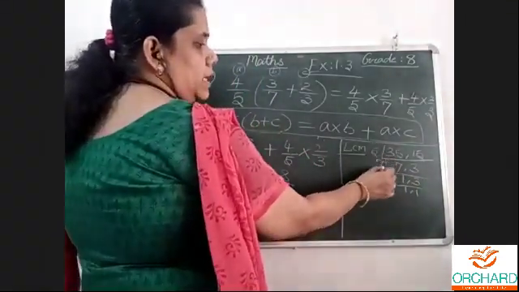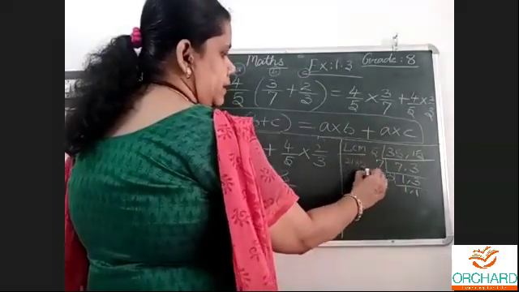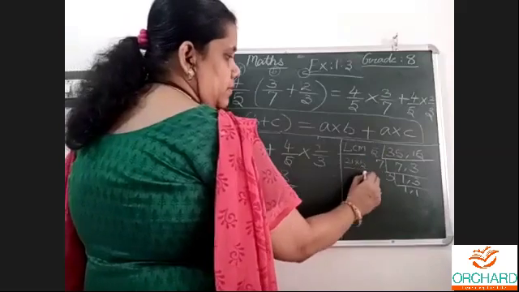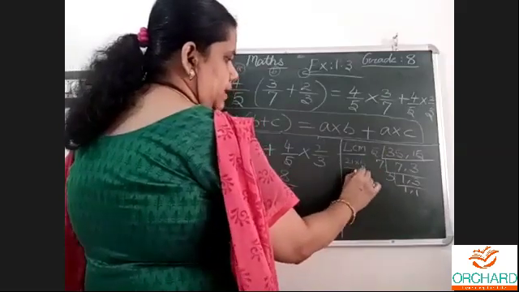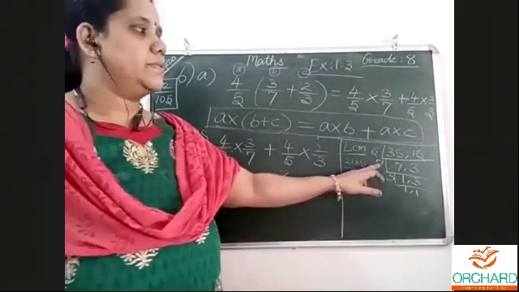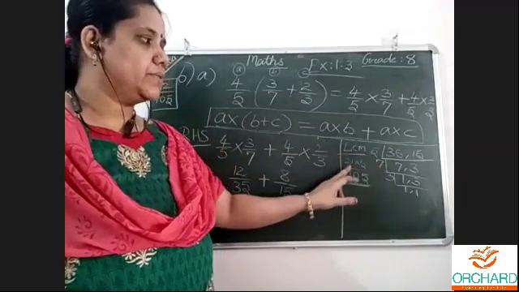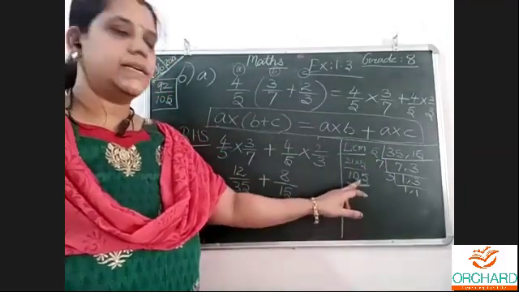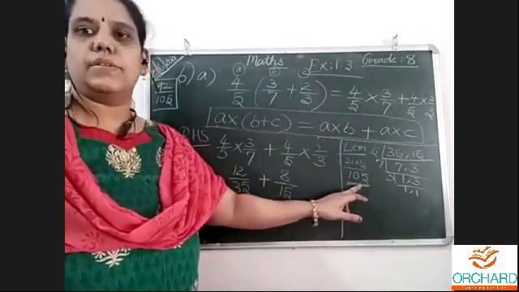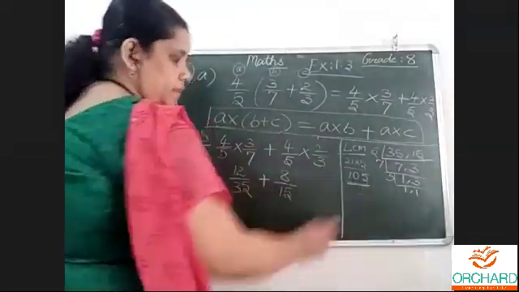7 3s are 21. 21 5s are how much, I will find. I am multiplying this: 5 1s are 5, 5 2s are 105 is the LCM. 7 5s are 35, 35 3s, or 7 3s are 21, 21 5s. Anything is okay. 105 is the LCM. Now I want to bring both the numbers to 105.